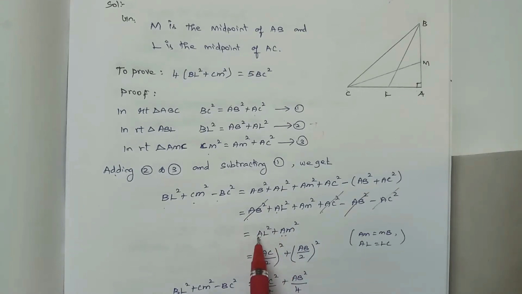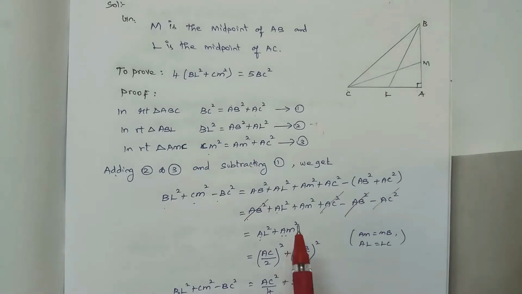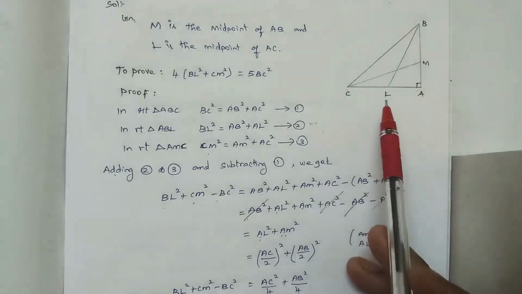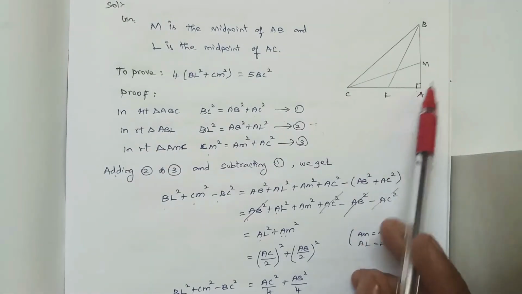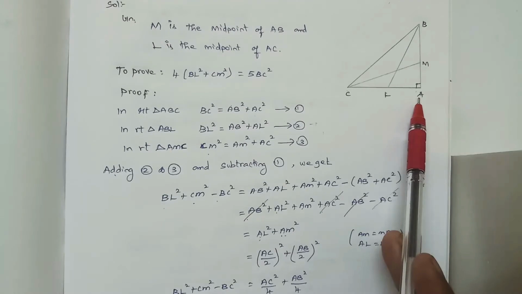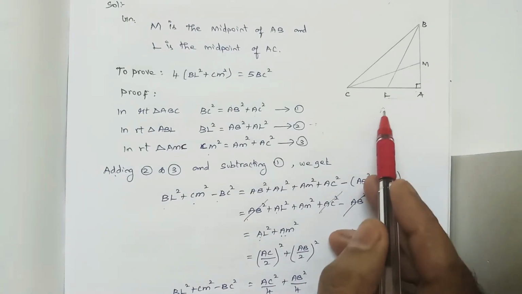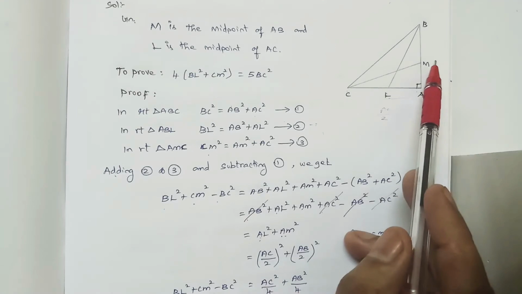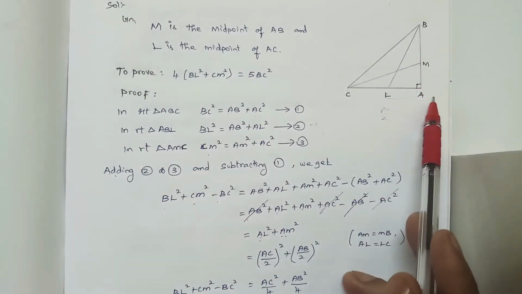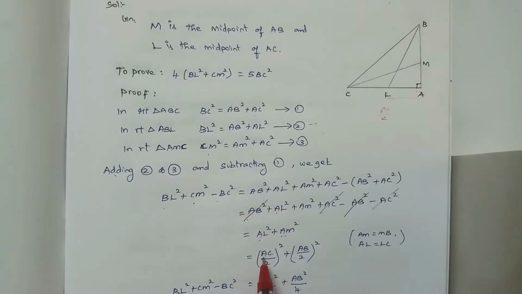See, I'm just going to convert this AL and AM in terms of AC and AB, right? How I'm going to convert: already we know that L is the midpoint of AC and M is the midpoint of AB. So AL is nothing but AC divided by 2, and AM is nothing but AB divided by 2. So instead of AL, I'm writing AC divided by 2 the whole square, plus AM is nothing but AB by 2, so AB divided by 2 the whole square.